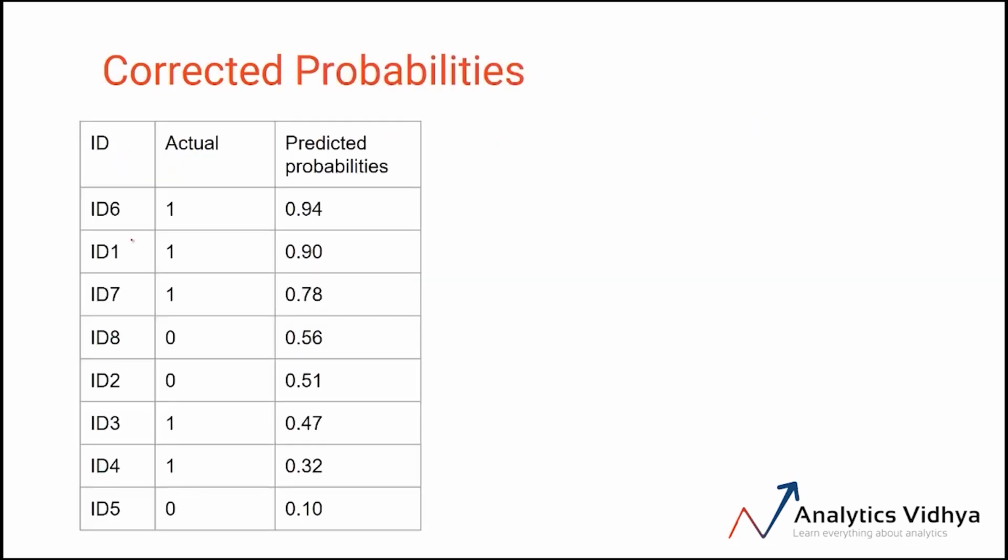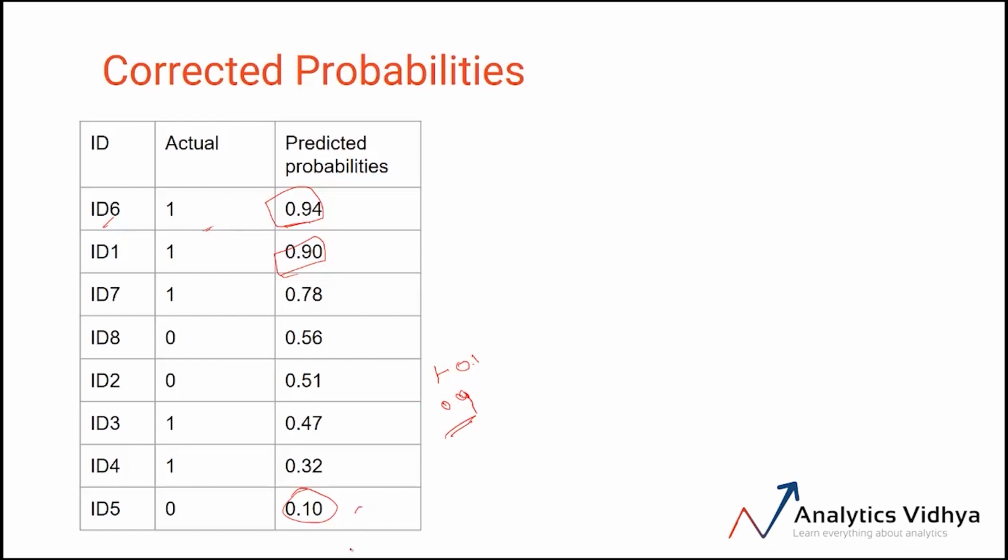In this table, we have the actual classes 1 and 0 and the predicted probabilities. If you remember, this was the Titanic dataset. So this column says what is the probability that a person has survived? Or in other words, what is the probability that this ID belongs to class 1? For instance, here the probability of the class being 1 for ID 6 is 0.94. Similarly, for the second, it is 0.9. And if you look at the last row, the probability of ID 5 belonging to class 1 is 0.1, which means the probability of ID 5 belonging to class 0 will be 1 minus 0.1. That's 0.9. So this 0.9 will be the corrected probability for ID 5.